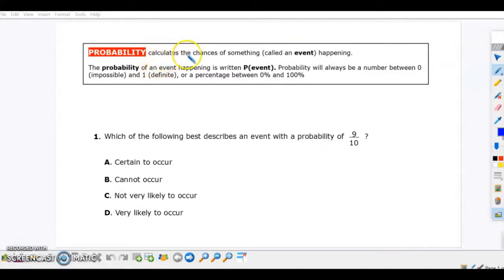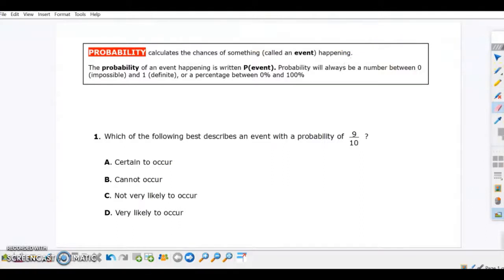Probability is finding the chances of something happening, or how likely it is that something happens. The thing that we are trying to calculate the probability for is called an event. And the probability is written P, parentheses, event. For example, this would be the probability that it will rain, or the chances that it will rain. That's how it is written. The rain would be the event.